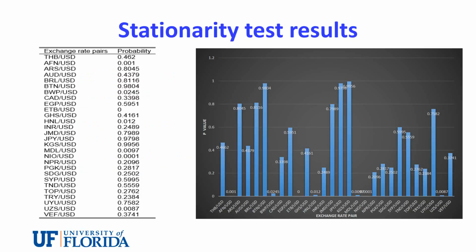And here's the result. From the chart we can see that some exchange rate pairs have a very high p-value. That means we can't reject the hypothesis, so this time series is not stationary. But for some, such as the ETB to USD exchange rate pair, the p-value is 0. That means that time series is stationary and can be used to do the Granger causality test.